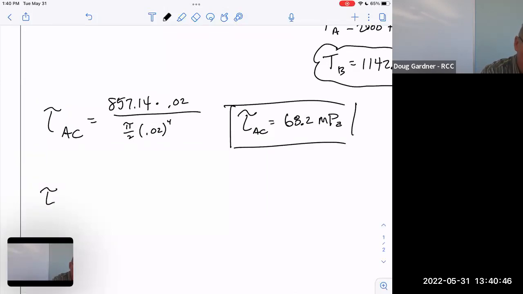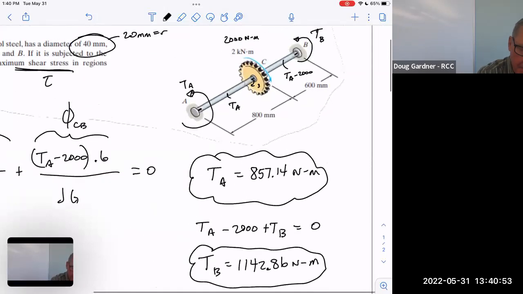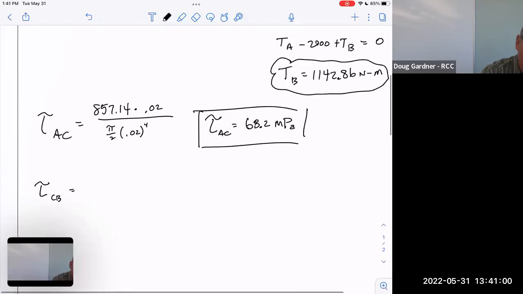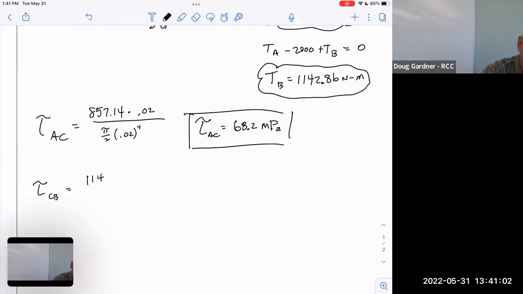If you repeat this from C to B, is that right? C to B? Yep. C to B, everything is the same, except for you just have a different torque, 1142.86. And you get 90.9, predictably more, just because the only thing that changed in that equation is the amount of torque.